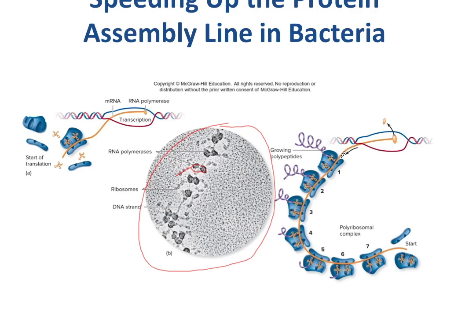mRNA string, one mRNA string actually attaches several ribosomes. Okay, so several translations can happen simultaneously together. The efficiency of the translation is very high because one run can make several proteins.